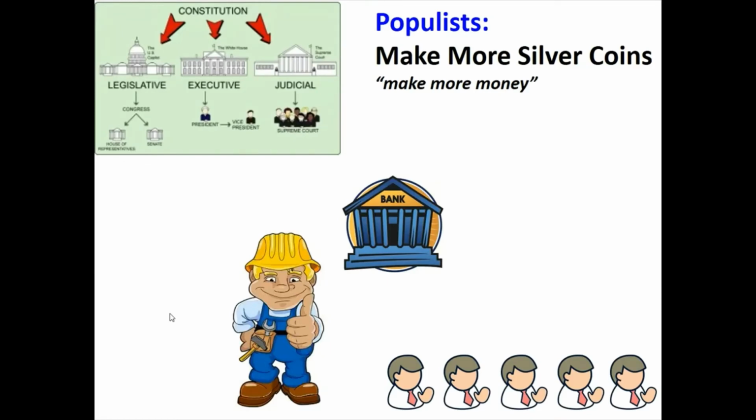Populists. So we talk about unlimited coinage of silver. The people in the Populist Party want more silver coins. Basically what they were saying is, we need more money. And you've probably thought that to yourself too. If I just had more money, my life would be better. If I had more money, I could buy more things.